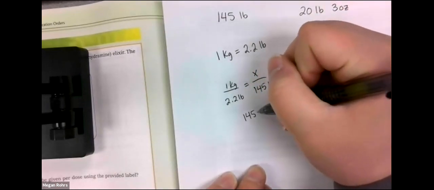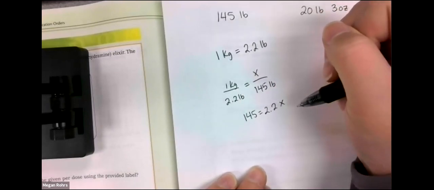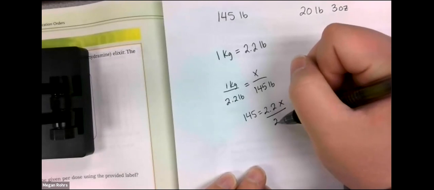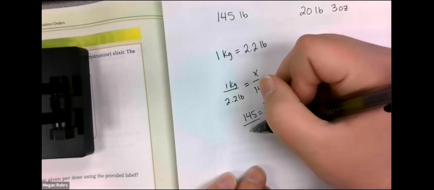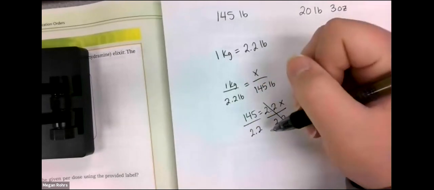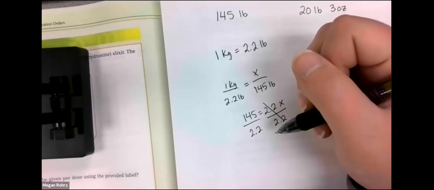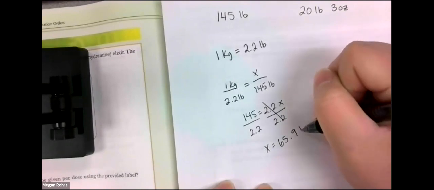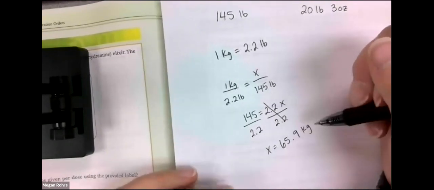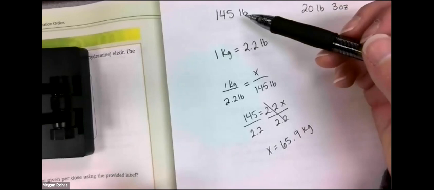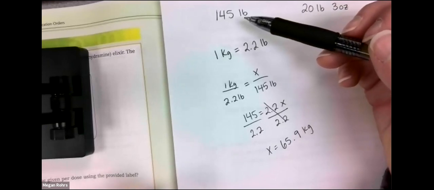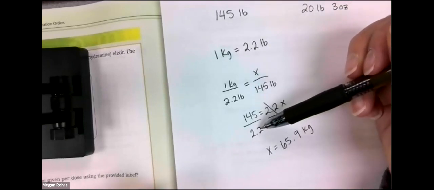So 145 equals 2.2x. To get x by itself, we just divide by 2.2 and divide by 2.2 here. So 145 divided by 2.2 gives us 65.9 kilograms. A little shortcut here, if you're ever going from pounds to kilograms, just take that number and divide by 2.2.